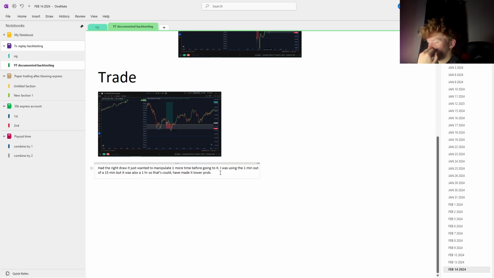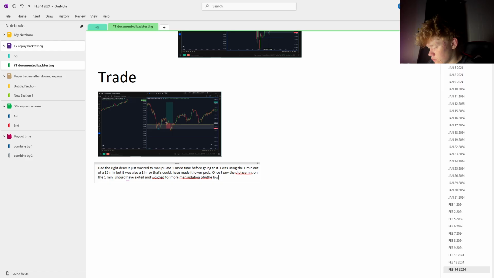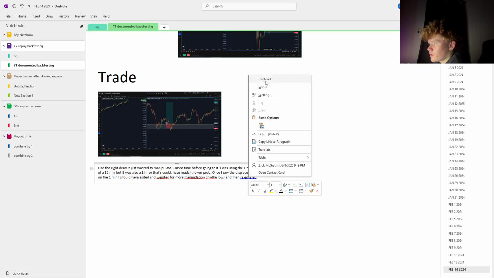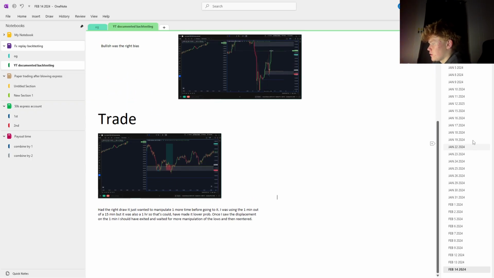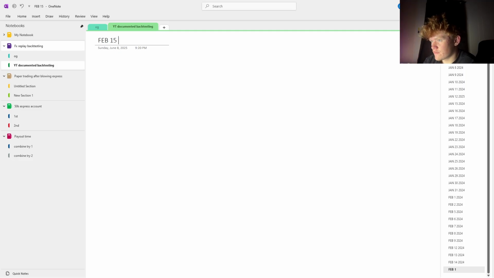And also, once I saw displacement on the 1 min, I should have exited, waited for more manipulation of the lows and re-entered. Alright. Feb 14, Feb 15, 2024.